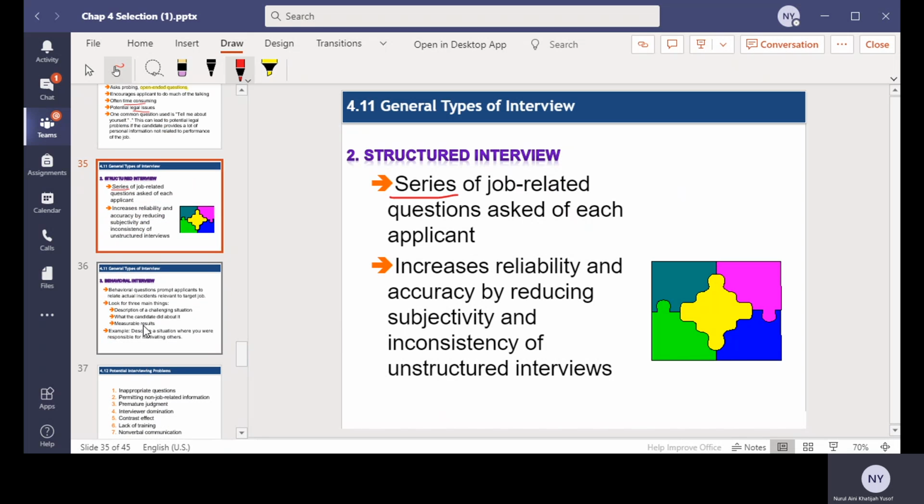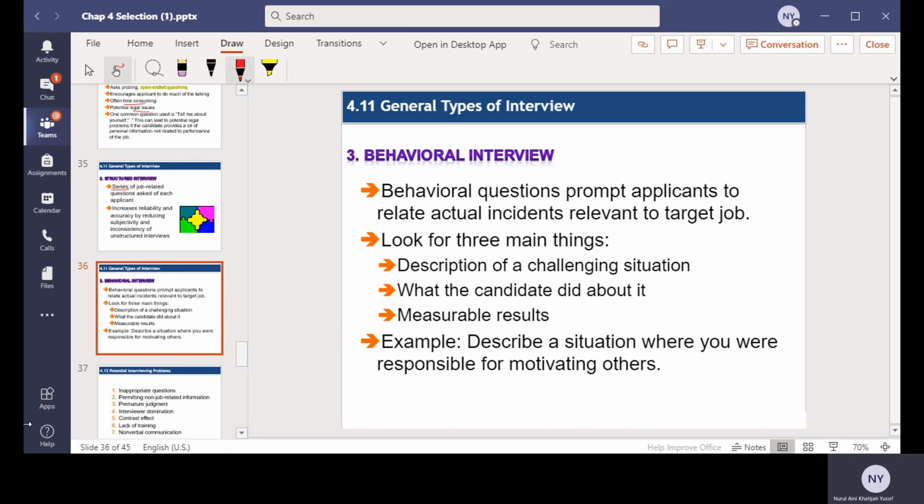All right, and then the last type is the behavioral interview. Behavioral questions prompt applicants to relate actual incidents relevant to the target job. So you give a situation to the candidates, normally a challenging situation, and the candidate needs to answer how they solved that situation. For example, describe a situation where you were responsible for motivating others.